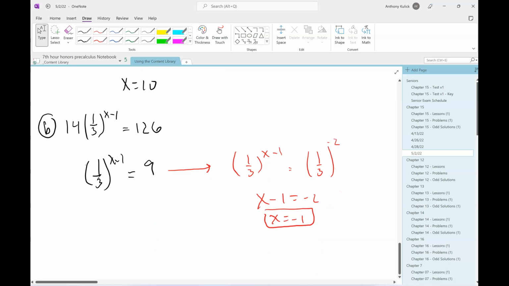Or if you're like, oh boy, I don't know if I would have seen that one, what else could you do? Do the log of both sides. Which log would you want to use in this case? Log base 1/3.